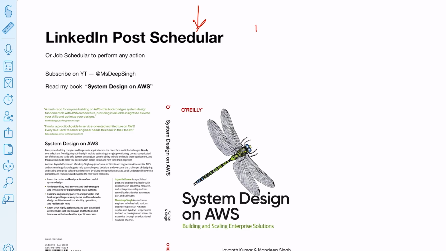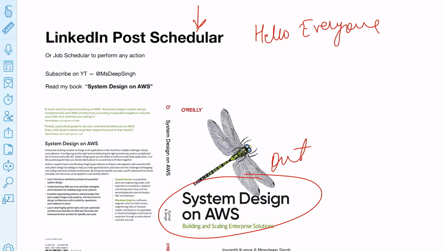So let's say you wrote, hello everyone, system design on AWS is out, and let's say this is out on some date, so you schedule this post at that particular date. That date has already passed because the book is already out, but let's say you are writing that this book free trial is available, and you are posting this notification tomorrow at 10 p.m. So you can schedule this post now so that it is posted at a later point of time.